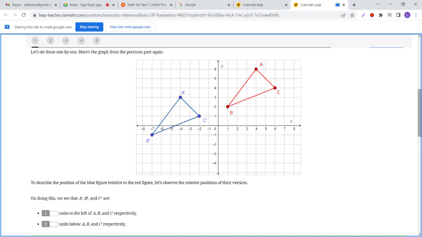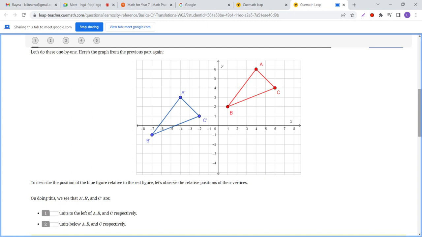Dash units to the left of ABC. That is, you're comparing from A to A dash, B to B dash and C to C dash. That is what they mean because it is just a slide. It's just sliding, isn't it? So they want you to give the position as per A dash, B dash, and C dash when compared to A, B, and C. So practically, you're comparing the blue one to the red one.